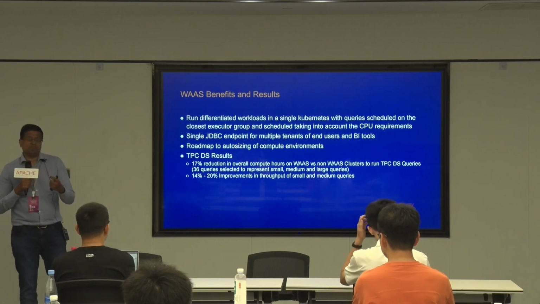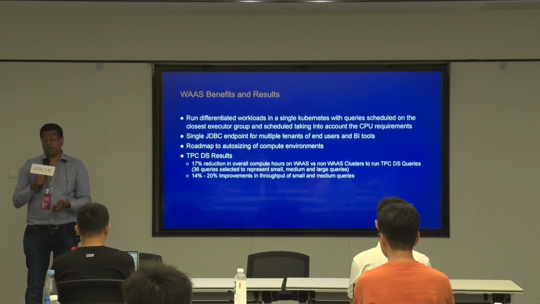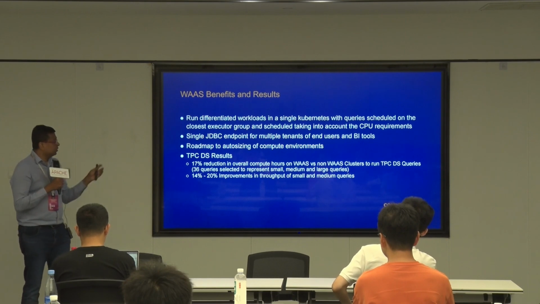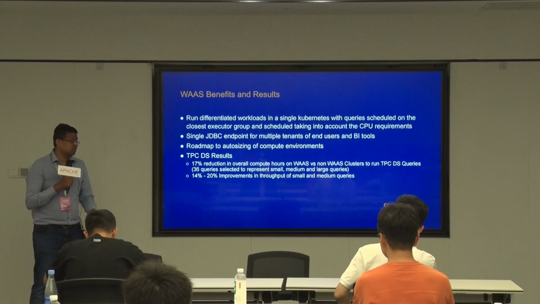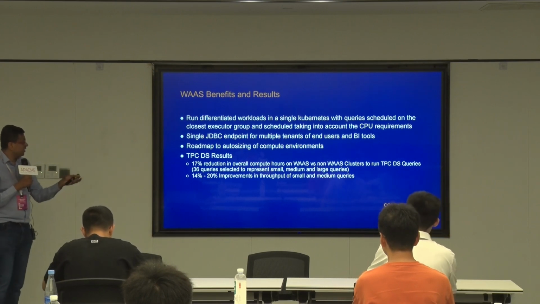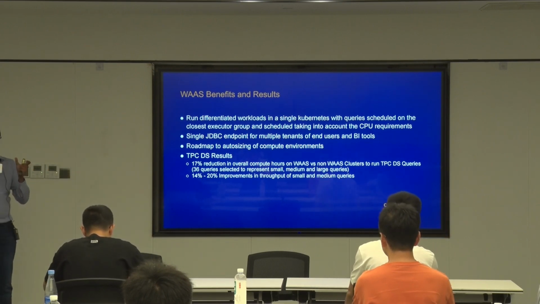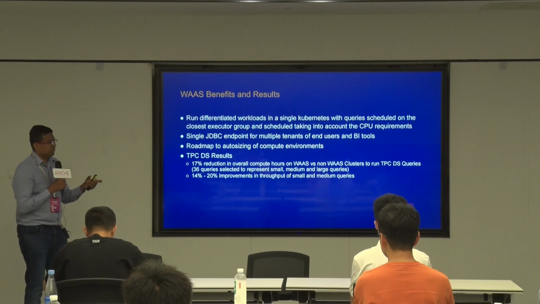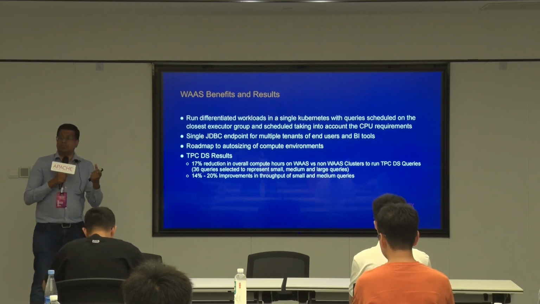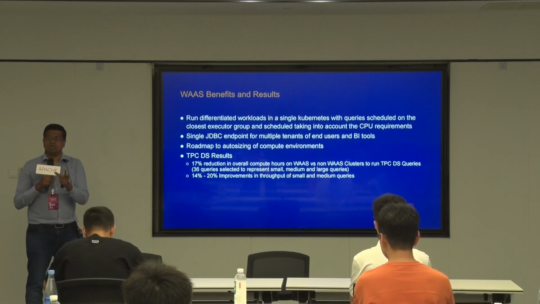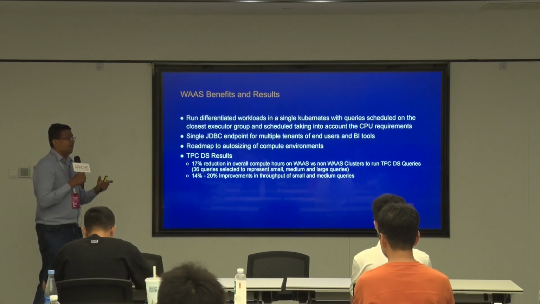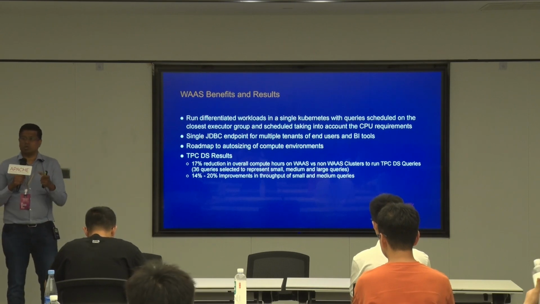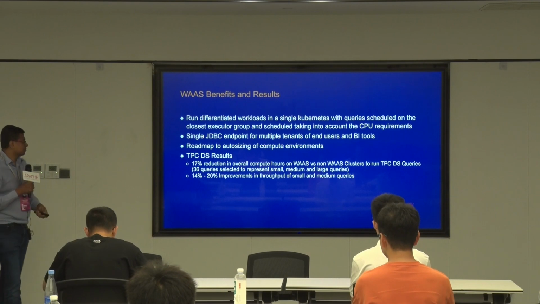With this, we have tested with TPCDS queries. We selected a subset of 36 queries to represent small, medium, and large queries, and we have seen overall a 17% reduction in the overall compute hours. So without VAS, if you run the same set of queries, it takes more time, basically more compute hours, to finish the workload. With VAS, you see a reduction of 17% of compute resources required to finish the same workload.